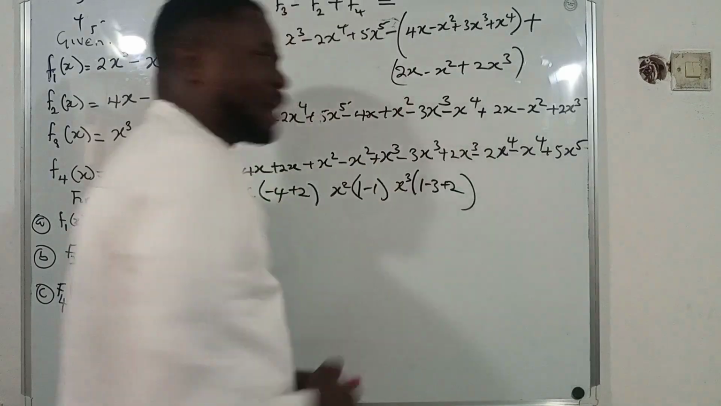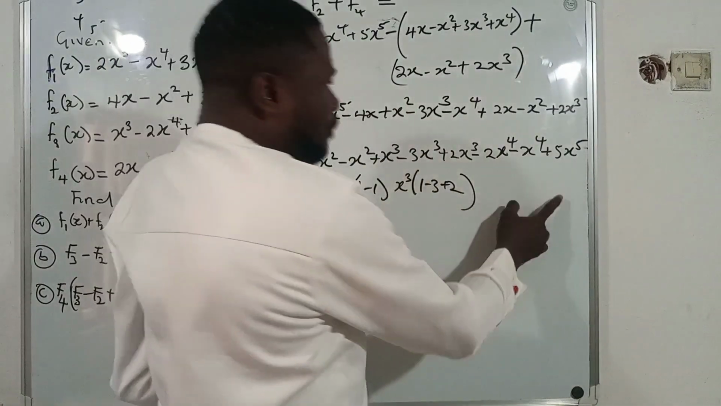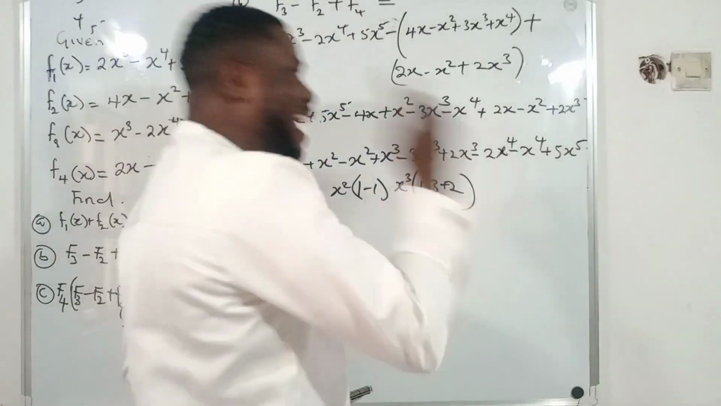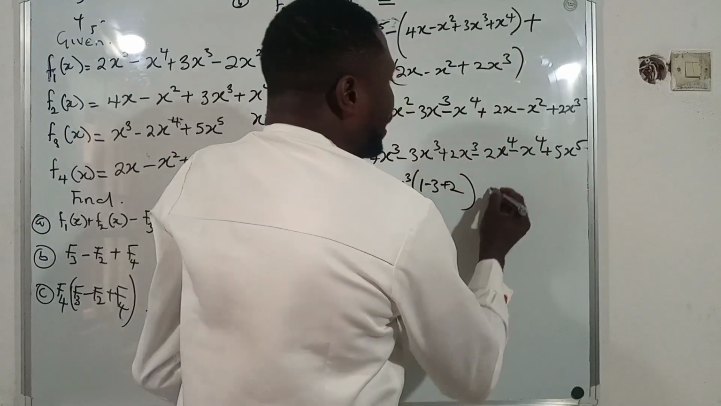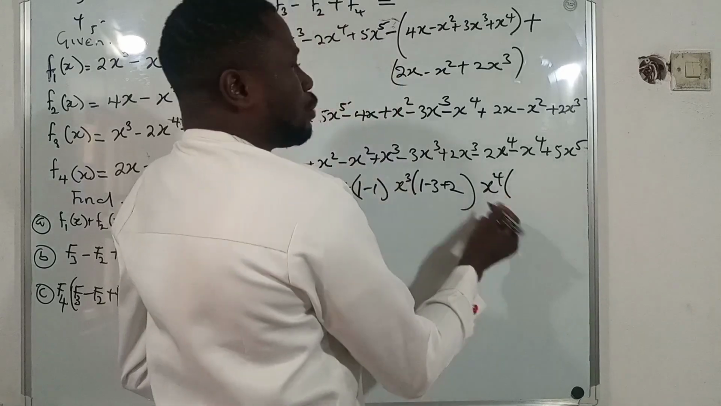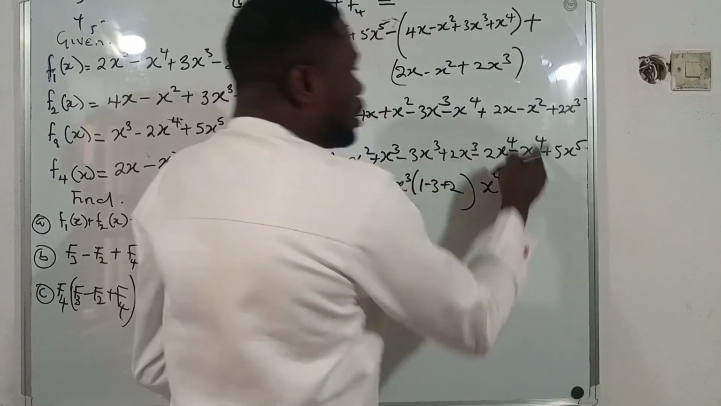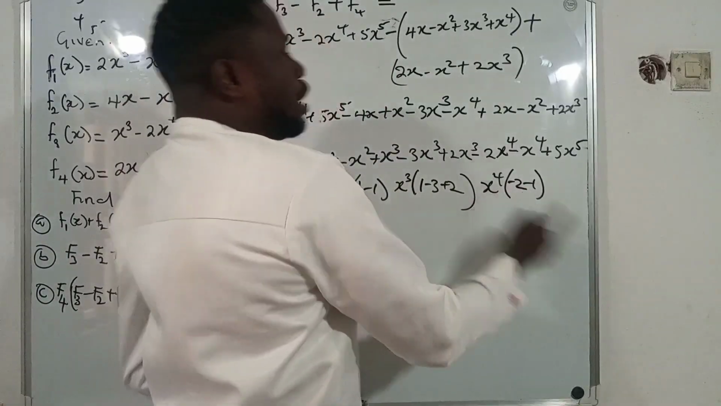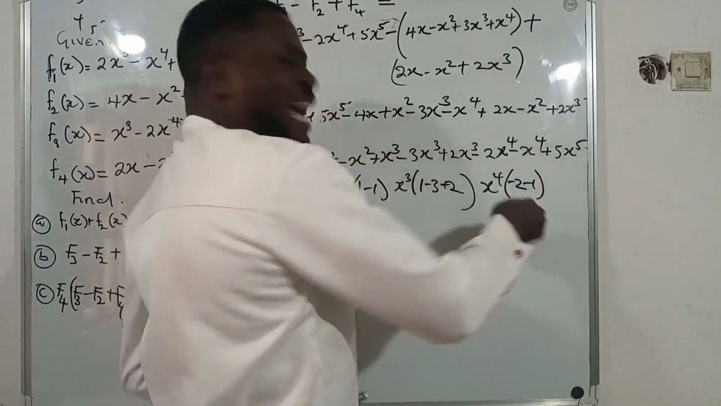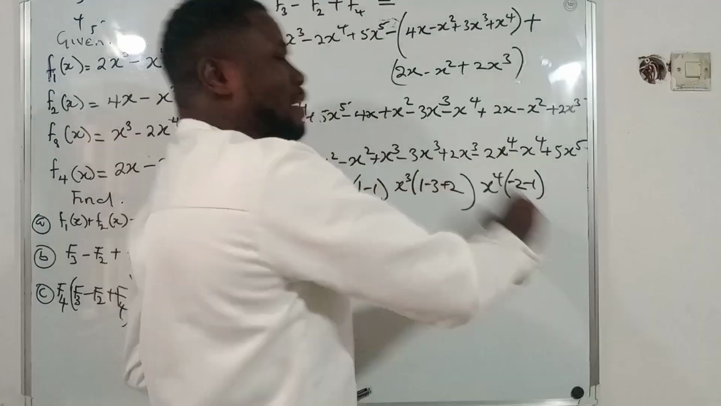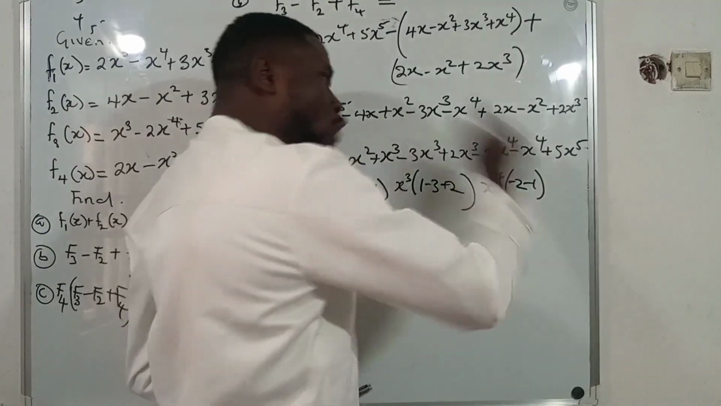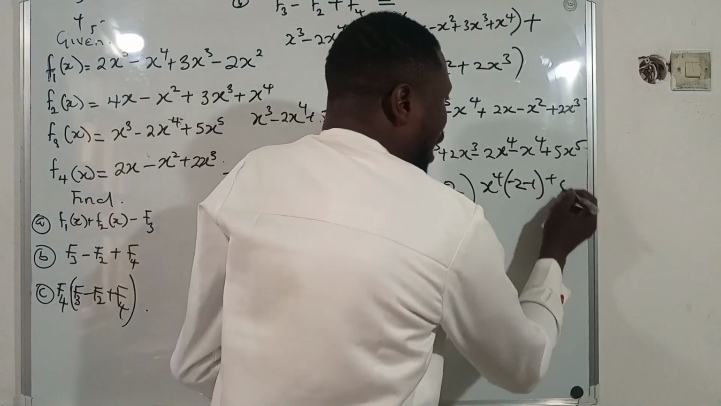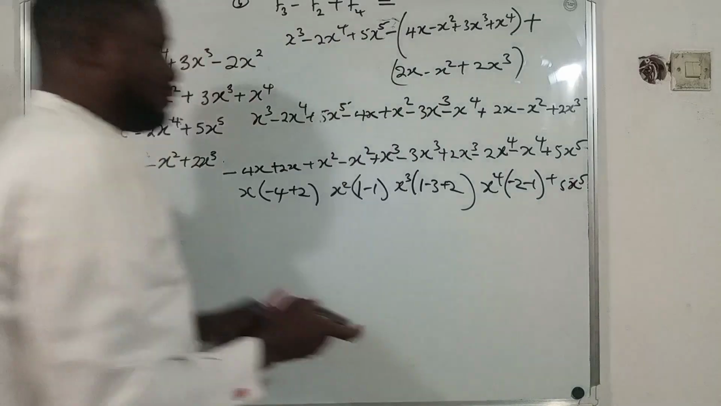Now, let's take care of x raised to power 4. For x raised to power 4, what is common here? Again, you see, these two, what is common to both of them is x raised to power 4. Therefore, we say x raised to power 4 outside, while the coefficient of this one is minus 2, the coefficient of this one is minus 1. Therefore, it means that minus 2 and minus 1 are inside the bracket, while the x raised to power 4 is outside the bracket, because it is common to the minus 2 and minus 1. Then finally, we're going to have 5x raised to the power 5.